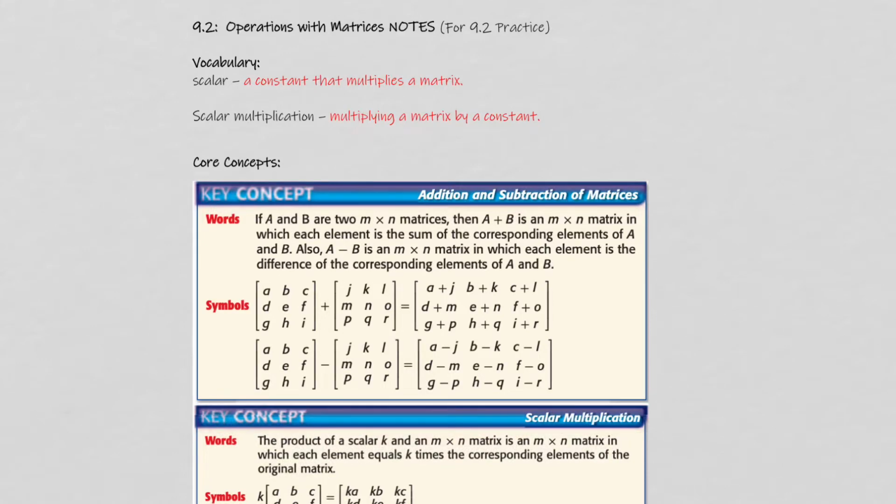So to start 9.2, we're just going to talk about adding and subtracting matrices. In 9.1, it was just the introduction to matrices and what they were about. So we're just going to talk about adding and subtracting them here.